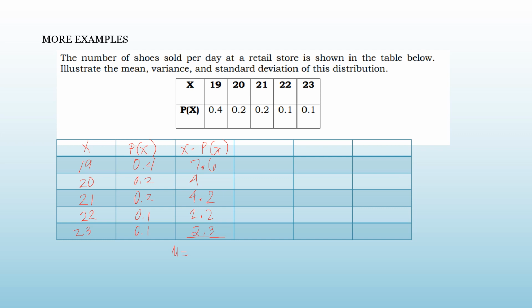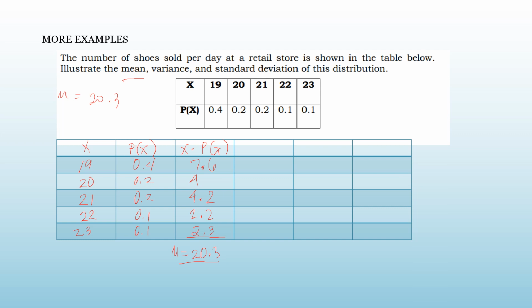So we will add 7.6 plus 4 plus 4.2 plus 2.2 plus 2.3. And we have 20.3. And this is now the mean. We now have the answer for the first question. Mean is equal to 20.3.